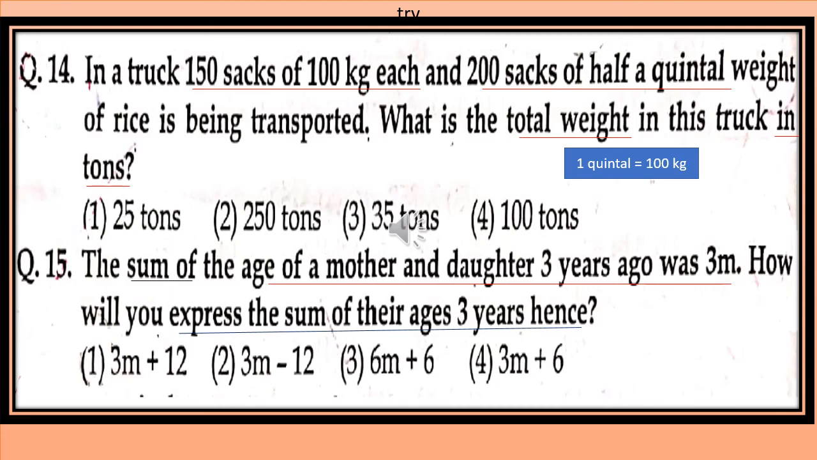Question number 15. The sum of the ages of a mother and daughter 3 years ago was 3m. How will you express the sum of their ages 3 years hence? So the sum of the ages of mother and daughter 3 years ago was 3m. Now we have to express the sum of their ages 3 years hence. Try to solve. Next you will see the solution of these two questions.